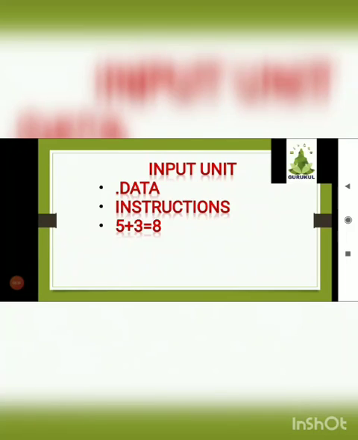For example, 5 plus 3 equals 8. Here 5 and 3 both are known as the data. It is the collection of numbers. And what to do with the data? We need to process the data, means we need to add the data. 5 plus 3 and the result comes 8. Here 5 and 3 are data, and plus or addition is known as the instruction.